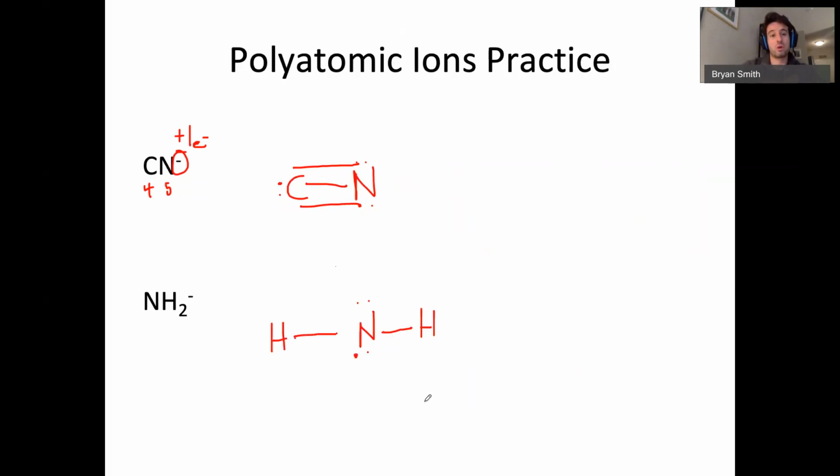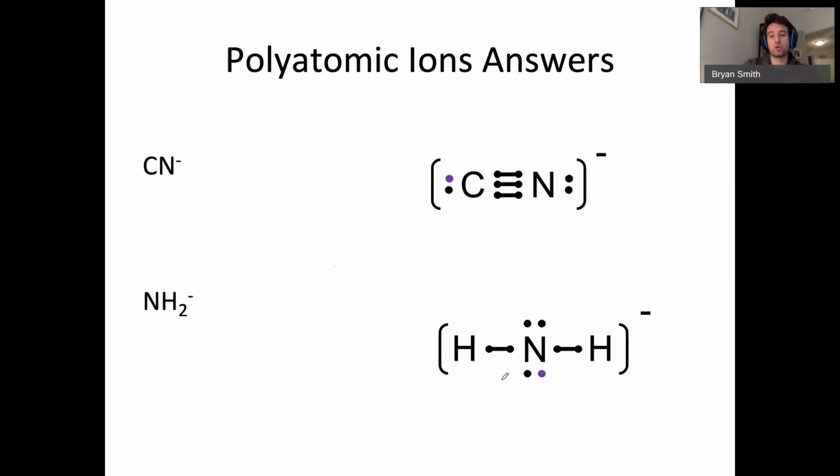I forgot to include brackets. So you'll notice that in my final answers over here, I showed you where I would have put the extra electron. You kind of have to put one next to carbon and nitrogen. It doesn't necessarily matter where though. You could have put it on the top, on the bottom, whatever. But make sure you include those brackets and you include that negative charge in each one of those cases.